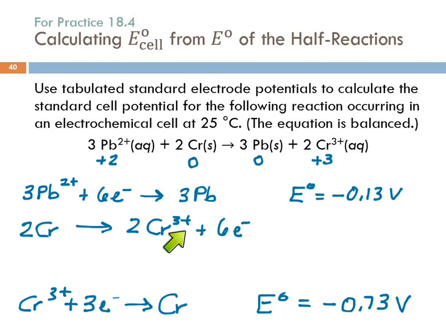So this is the oxidation. This is the reduction. If the reduction has a potential of minus 0.73, the oxidation has a potential of plus 0.73. So that's what I'm going to do.